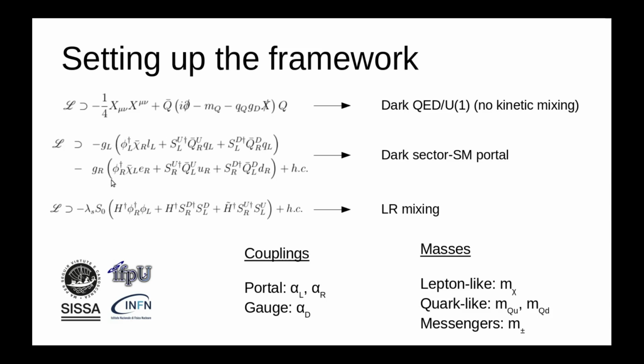In addition, one may observe that the heavy scalars can be further classified according to the chirality of the standard model fermion they couple with. And finally, we have these left-right mixing terms, which generate chirality changing processes. So overall, we see that this setup provides us with a class of models where a particular model is realized by specifying the couplings, the portal couplings alpha L and alpha R, the gauge coupling alpha D, and the masses of the particles that reside in the dark sector.